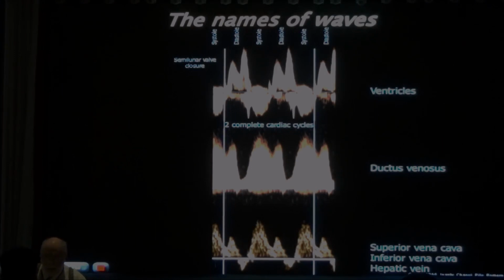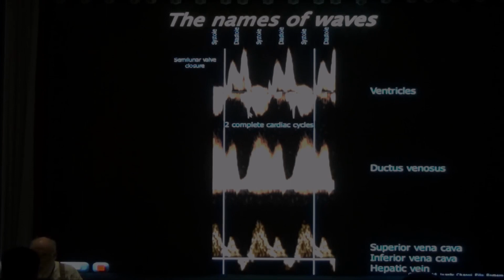Here I told you is the semilunar valve closure. Between the semilunar valve closure and the E wave, you have a little gap here. That little gap in between is the isovolumic ventricular relaxation. So the heart pressure is decreasing, but not enough yet for the AV valve to open, and then the AV valve opens. So this is isovolumic relaxation time.